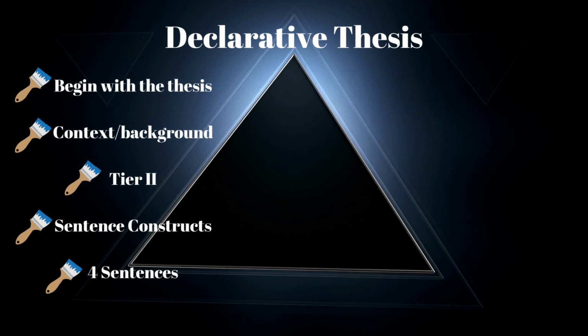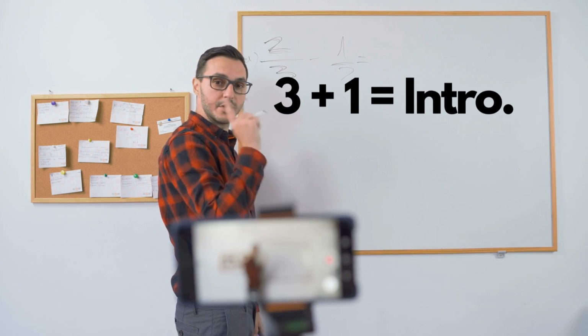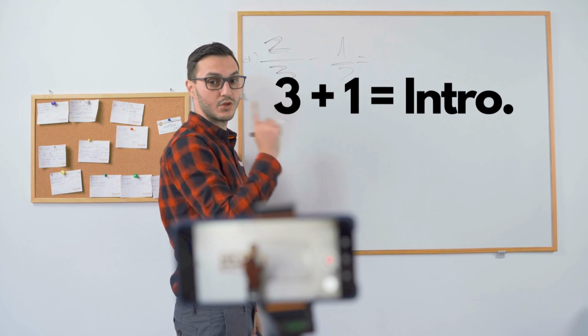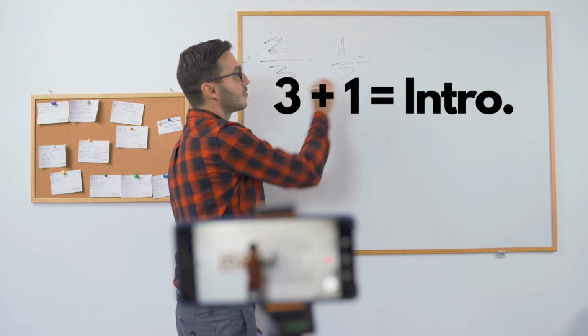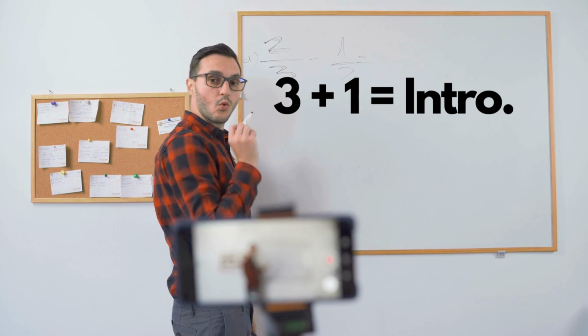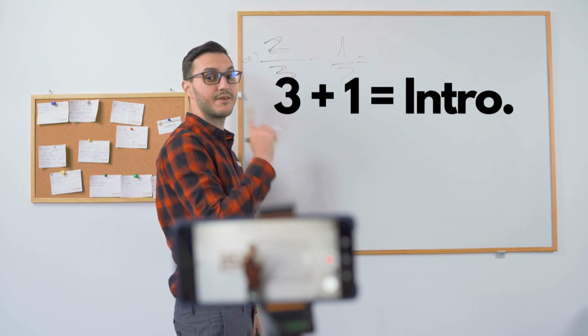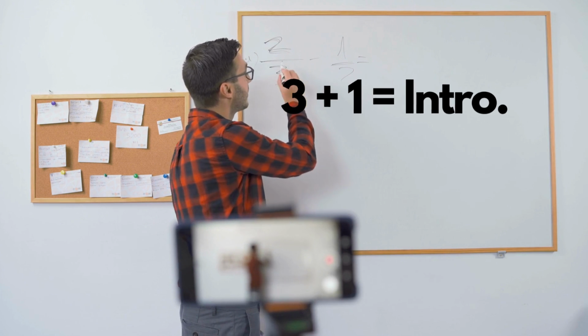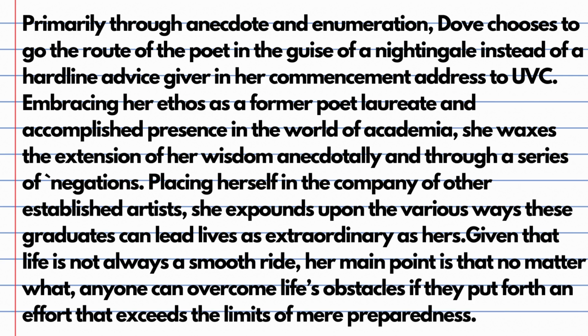So let's just review this. 3+1. You're going to see this every single time in the 3 exemplars here. 3 sentences, construction of meaning. 1 sentence, authorial intent. So let's see what my good students did. This is student number 1. Primarily through anecdote and enumeration. So do you see immediately you begin with the terms and devices. So I tell my students focus on the most salient ones.